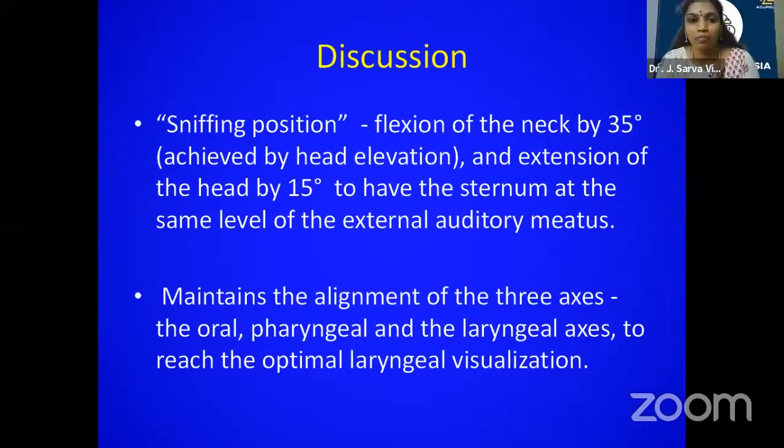The discussion, as done by the authors: the sniffing position is achieved by flexion of the neck at C5-6 by 35 degrees. This is achieved by head elevation, by placing a small pillow under the occiput, and extension of the head by 15 degrees at the level of the atlanto-occipital joint. This is done so as to align the sternal notch to the external auditory meatus. On doing so, we align all the 3 axes, the oral, pharyngeal, and the laryngeal axis, to optimize the laryngeal visualization.